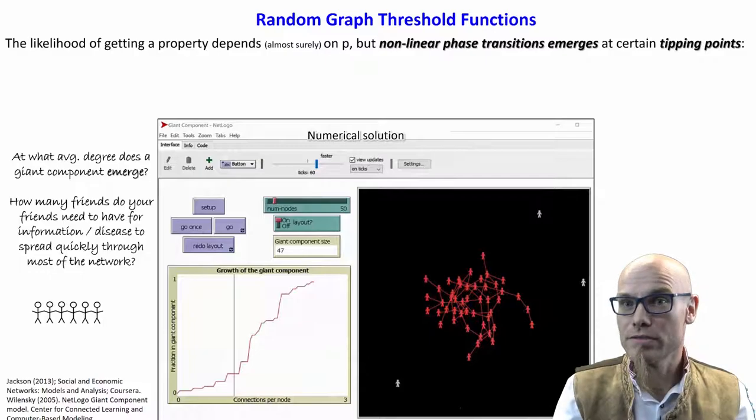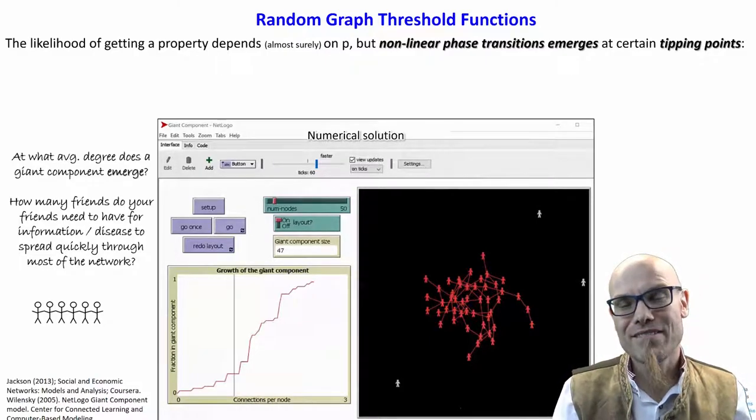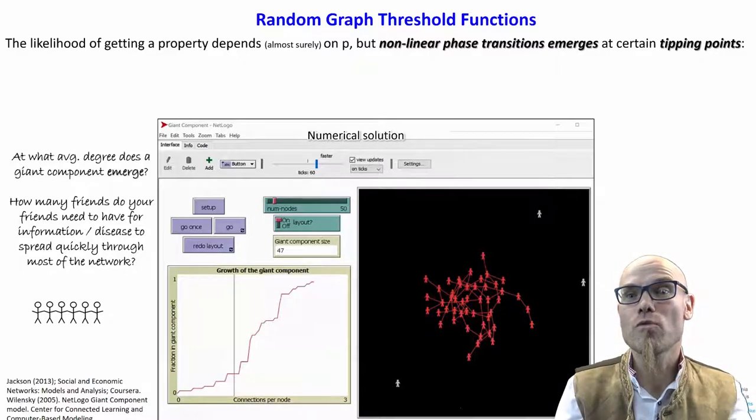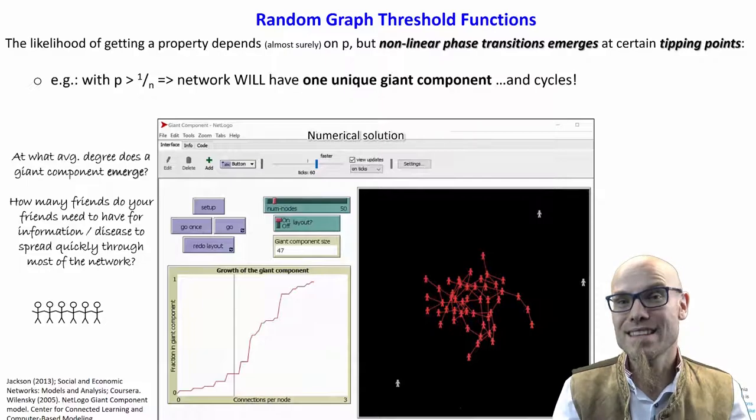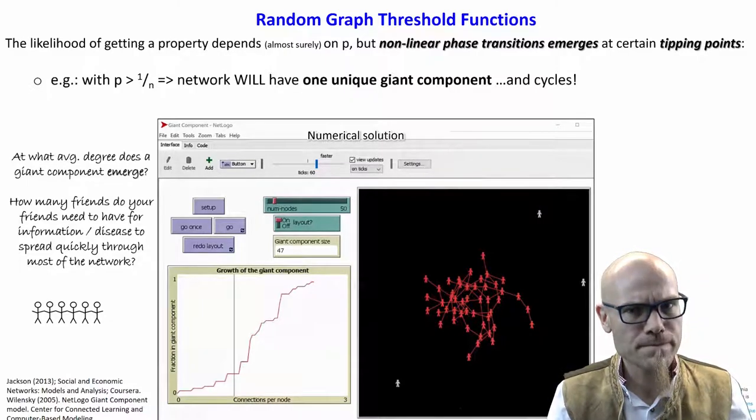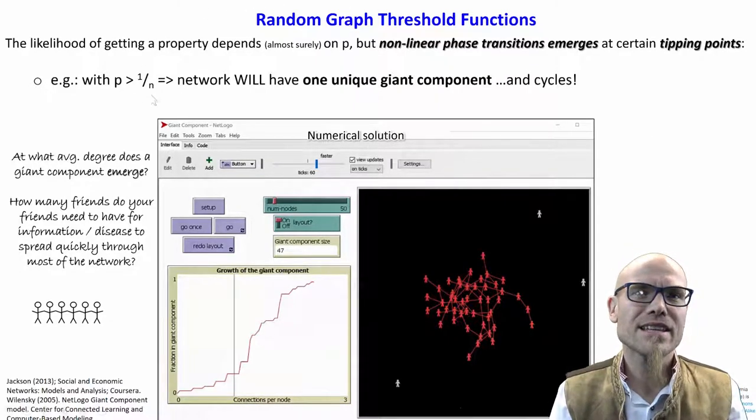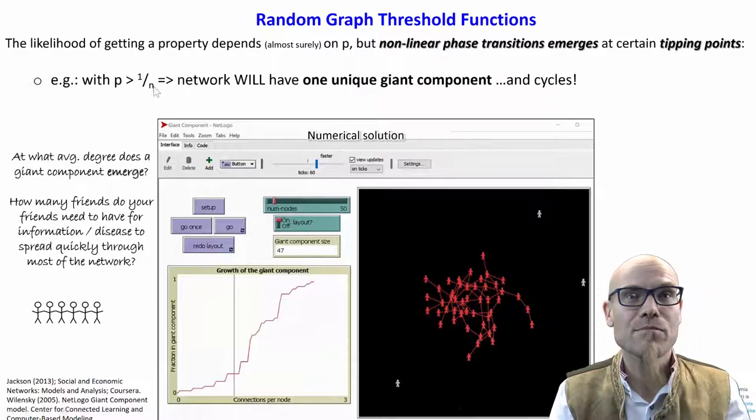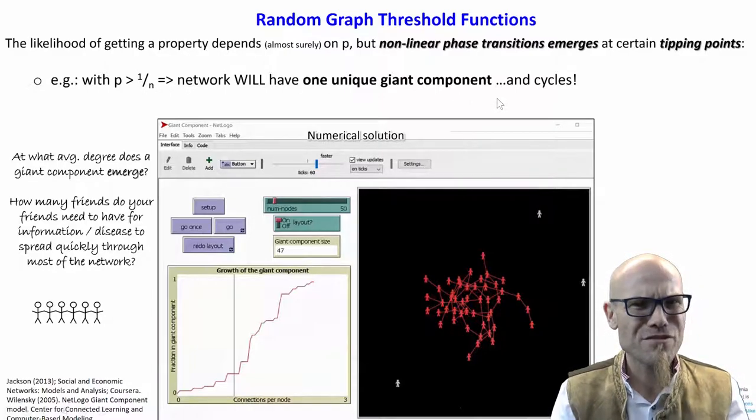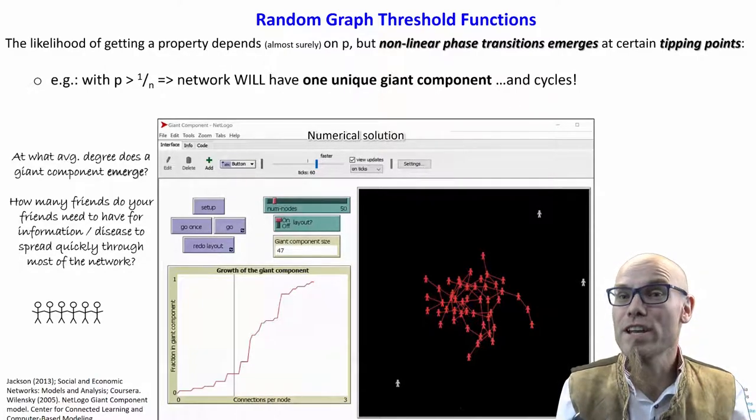Mathematically, if you think about it more, and if that's what you're into, you can see that if the probability of making a connection is larger than one divided by the number of nodes, then you get this giant component. And cycles, by the way. Remember what cycles were? You get them too after that threshold. And you can have other things. For example, if you have a probability equal to the logarithm of the number of nodes divided by the number of nodes, you will get a fully connected network.